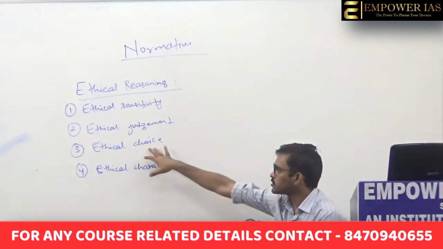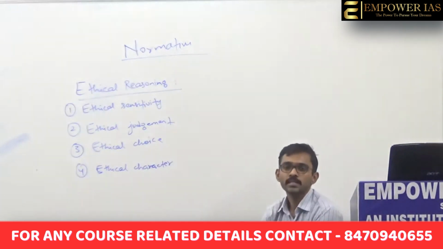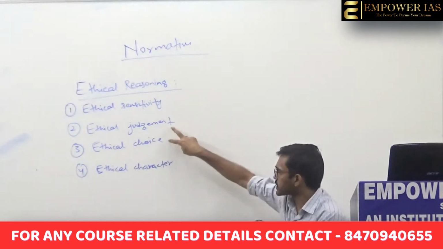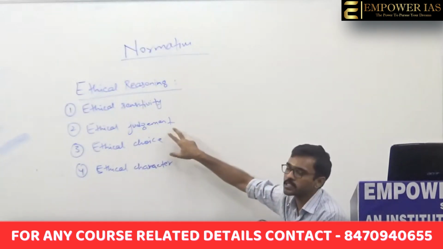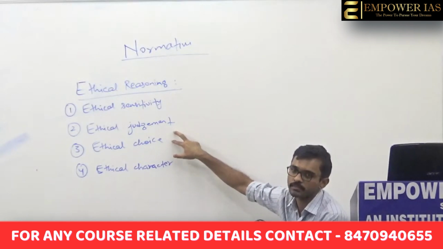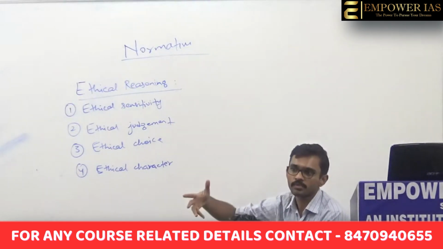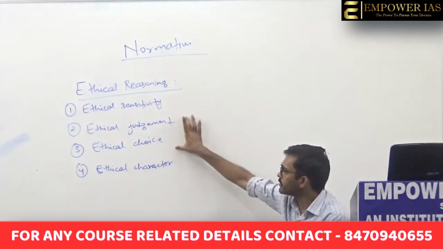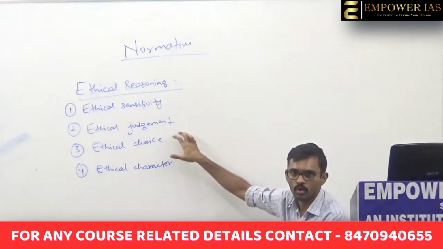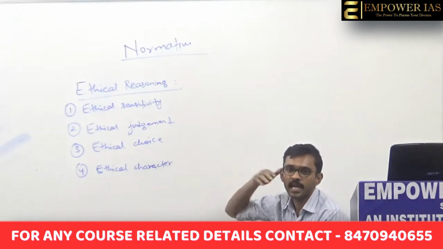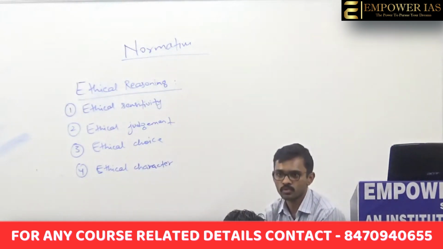Ethical choice is then choosing the best course of action, choosing the most ethical option. In these two steps, ethical judgment and ethical choice, we use normative ethical theories. When we are analyzing different alternatives and choosing the best course of action, we refer to normative ethical theories. Normative ethics guide us in analyzing different options and in choosing the best course of action.